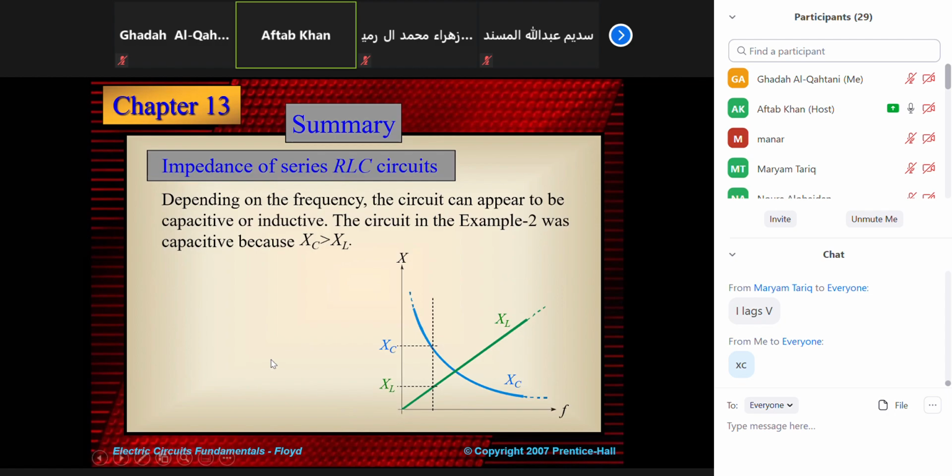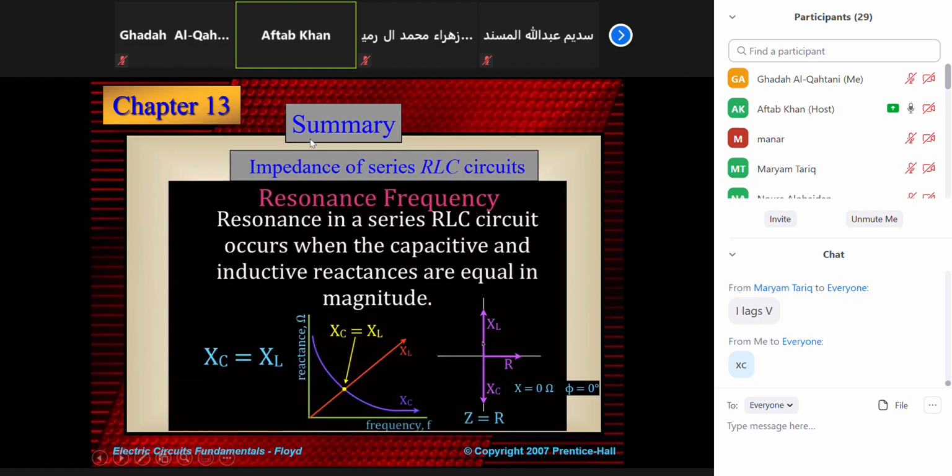So what we try to do now, let's increase the frequency and see what will happen at that time. Again, the resonant condition, I already explained to you. Resonance in a series RLC circuit occurs when the capacitive and inductive reactances are equal in magnitude. If this is the situation, it is called the resonant condition. In this condition, Z is equal to R, the difference of the reactances is 0, and phi will be 0. You know this already. So this is what they are showing here.